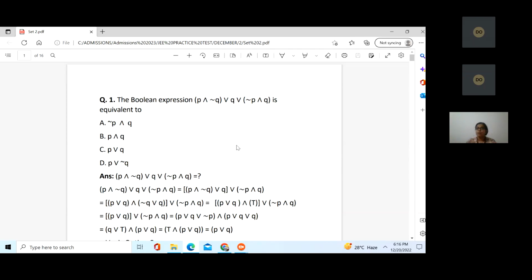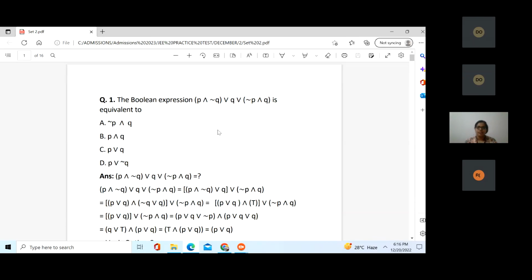So think about which properties you're going to use to solve this. There are four options. Option A is negation P and Q. Option B is P and Q. Option C is P or Q. And option D is P or negation Q. We need to find out which among these options is correct.